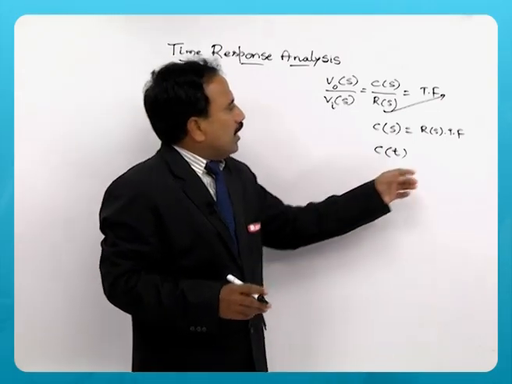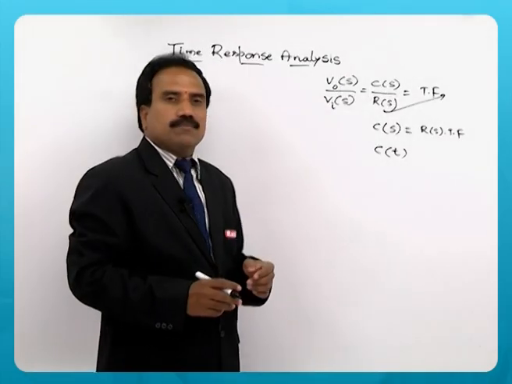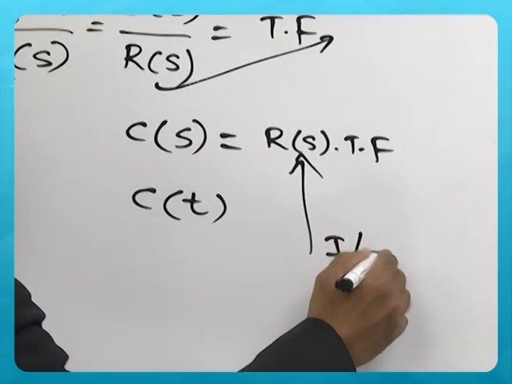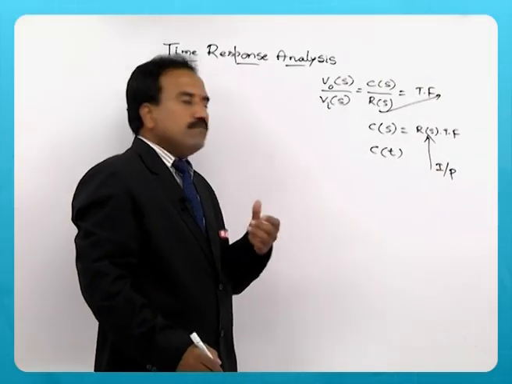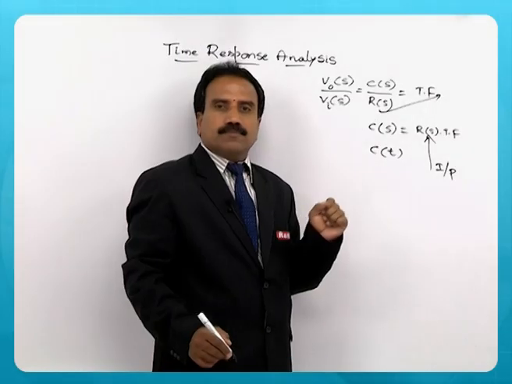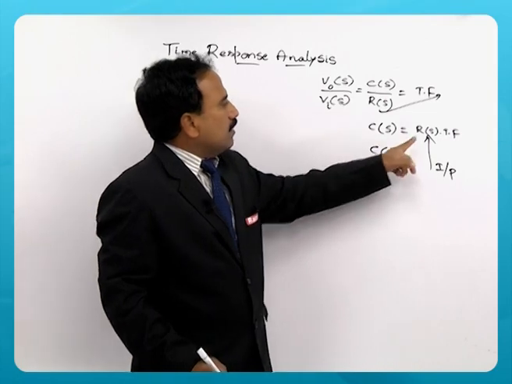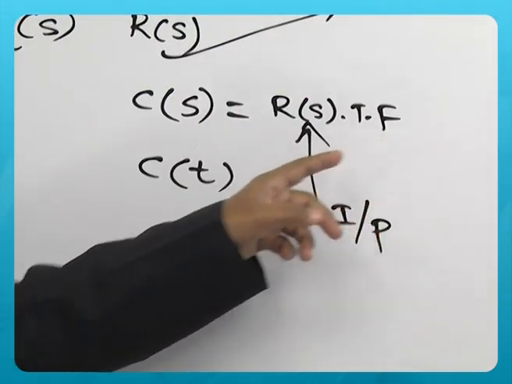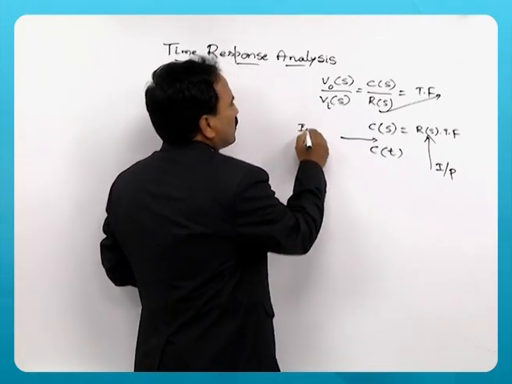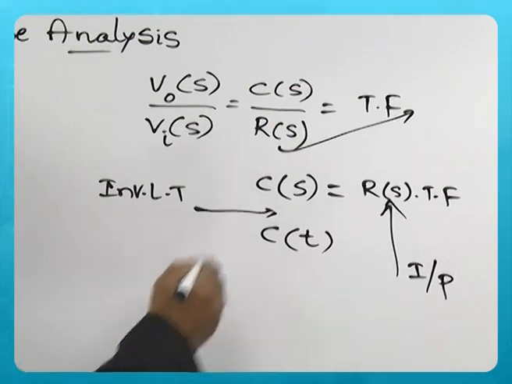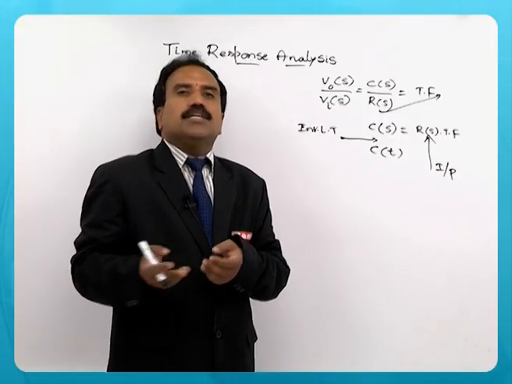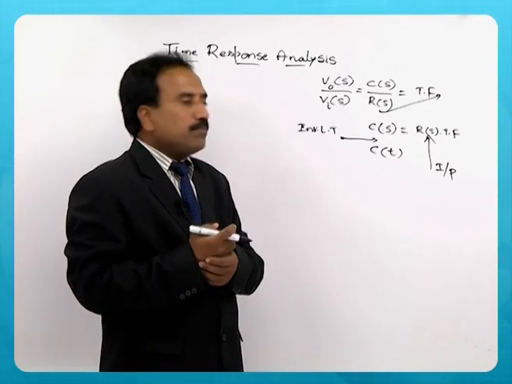So, what is meant by R of s? R of s here is nothing but the input. So, you need to give some input to the system to find the response. Once R of s is multiplied by the transfer function, you get C of s, and here you need to apply inverse Laplace transform to get C of t. That C of t we take, and we will try to analyze it to improve its performance.